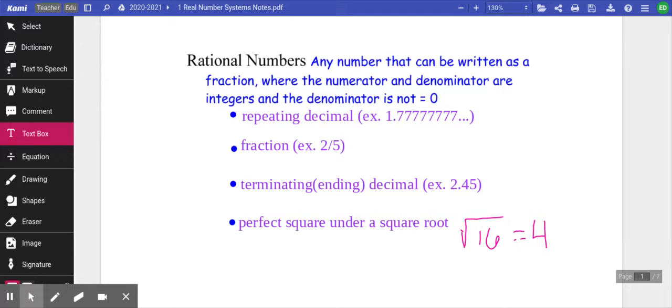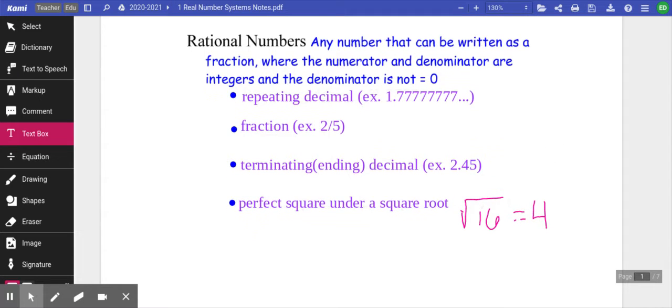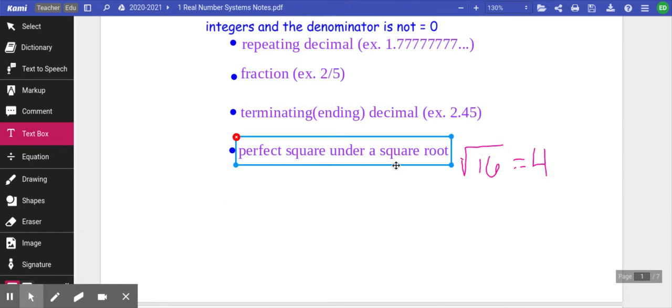So adding to this category now, we have repeating decimals. So for example, 1.77777..., which just means it goes on forever, right? It's the same number over and over. We add in fractions, right? We add in terminating decimals like 2.45, and we add in what we call perfect squares.